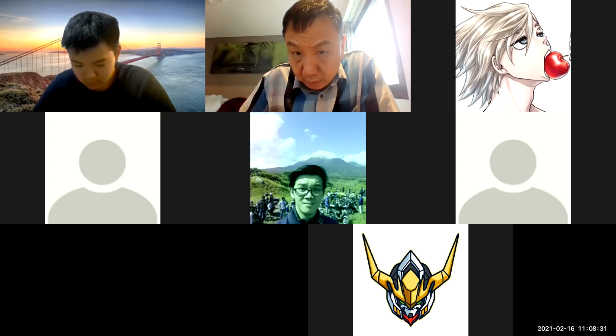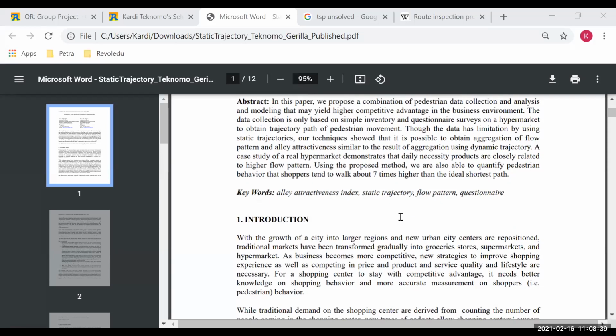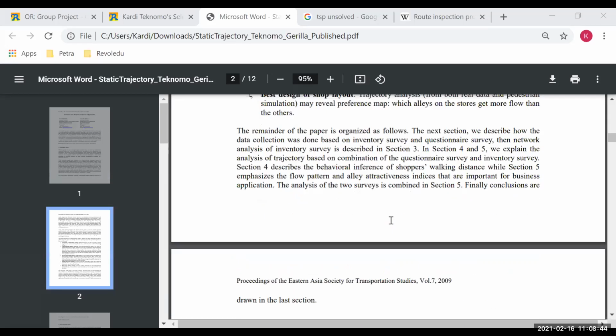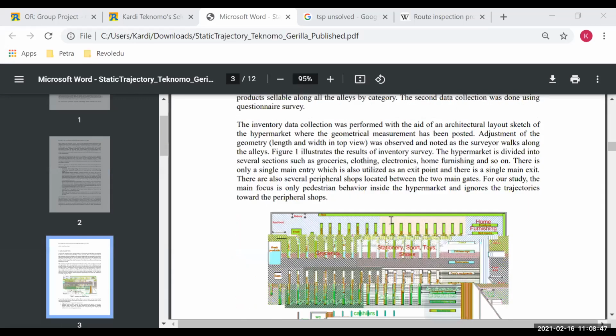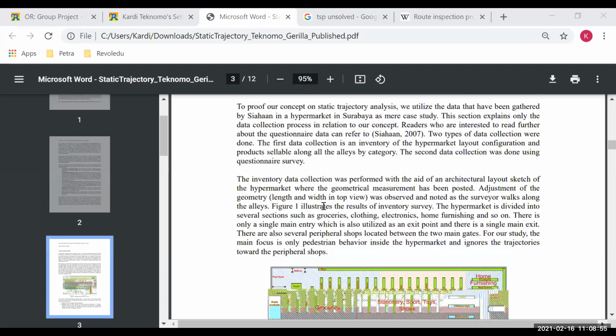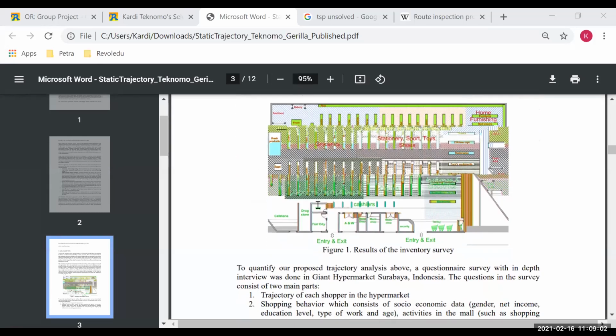I can share some screen to you. But this is the paper. In here we have finding the... so this is in Surabaya, in a hypermarket, I think in Hypermart, and they use questionnaires. This is one of my students in civil engineering before.